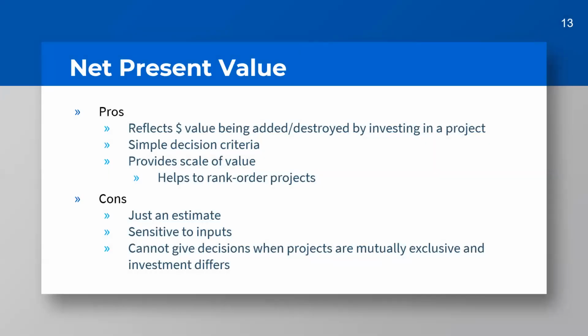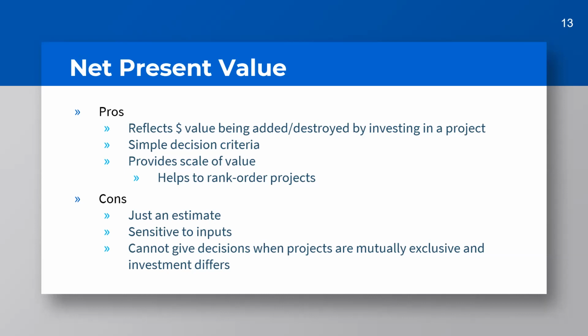All right, so upsides to net present value, it gets straight to the bottom line. It reflects the dollar value being added or destroyed by investing in a project. So it cuts through all the nonsense that might be included when considering value, whether to accept the project or not. It's a very simple decision criteria. Is the NPV greater, equal to, or less than 0? Right? If it's greater than 0, accept, less than 0, reject, equal to, technically indifferent.